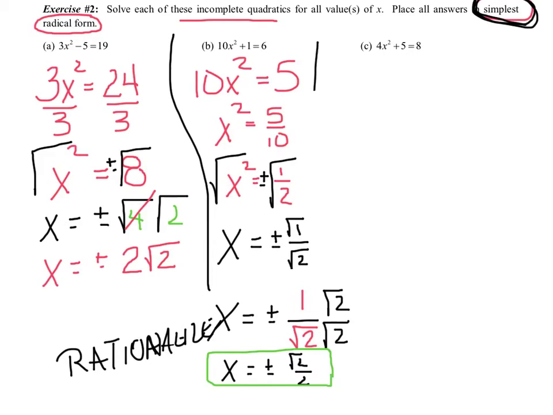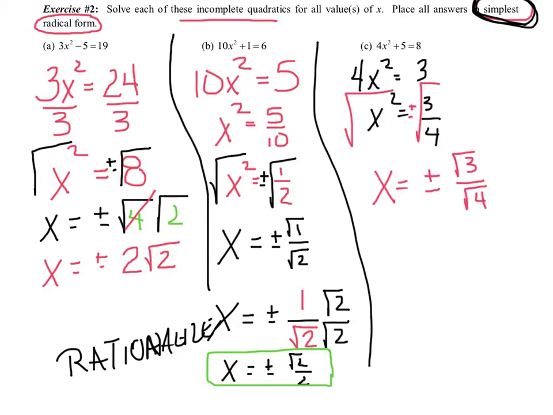All right, so let's do it again. Get every note written down, every example, pause it, try the next one on your own. Pause it, see what you get. So you can see my work again. I subtracted the 3 divided by 4 and took my square root. So I've got x equals plus or minus radical 3 over 4.